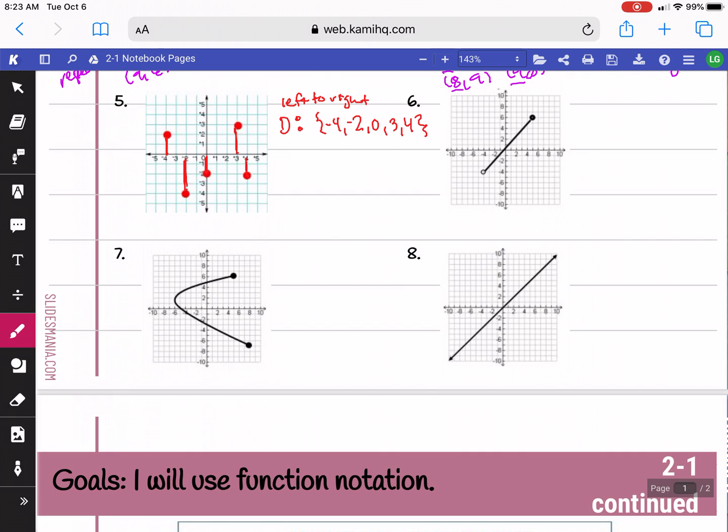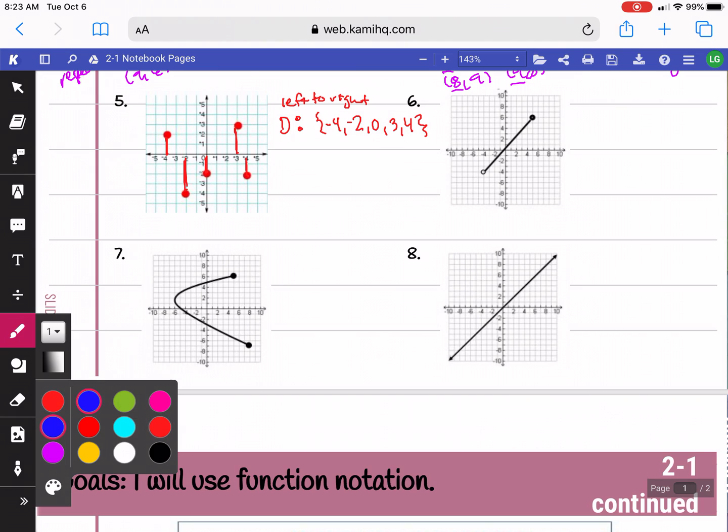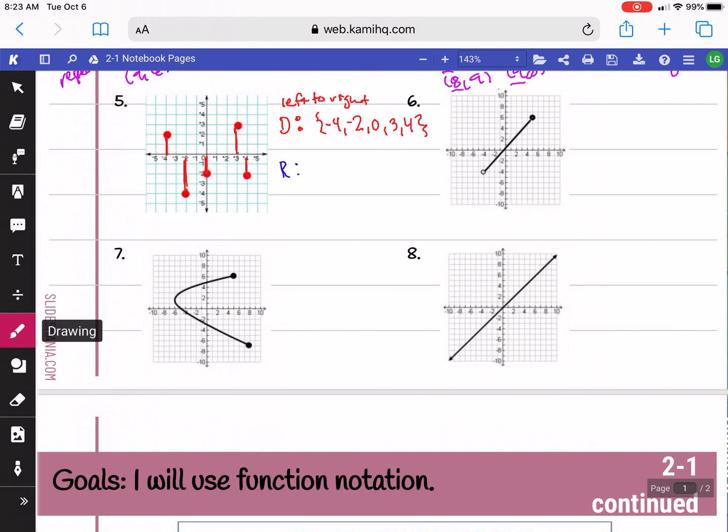So those would be my domain, or my x values. Next, I'm going to do my range. For my range, I go from bottom to top, because you want to go from low to high, and you're going to take it to the y, because you're using your y values. So on the bottom, I have -4. Then I have both of these points here at -2. Then I have a point at +2 and a point at +3.